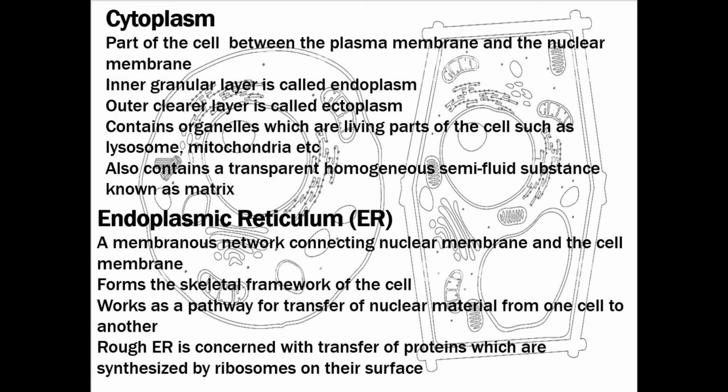Next, the inner granular layer is called the endoplasm, and the outer layer is called the ectoplasm. Now in cytoplasm there are 2 types. The inner is called the endoplasm and the outer layer is called the ectoplasm. The inner layer is granular, the outer layer is somewhat clearer. And what does it do? Actually it contains organelles which are living parts of the cell, such as lysosome, mitochondria, etc.